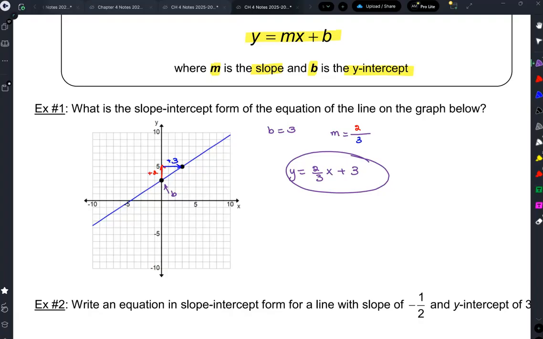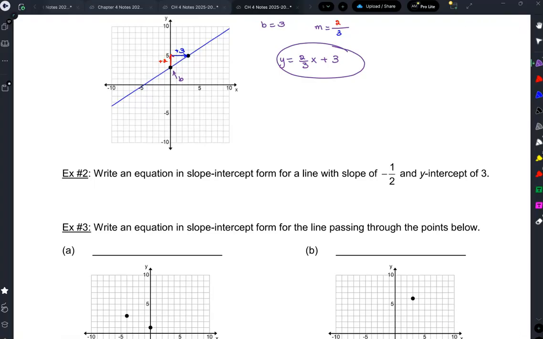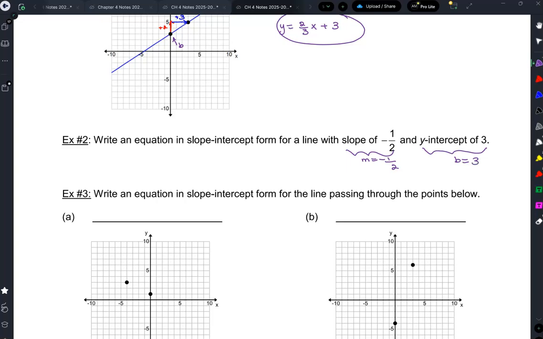Okay, so now, write an equation in slope-intercept form for a line with slope of -1/2, y-intercept of 3. Slope of -1/2 means m is -1/2. Y-intercept, b, is 3. So now, y equals m, the slope, -1/2 x plus 3. So always say it to yourself. Y equals mx plus b. M and b. Just plug them in.